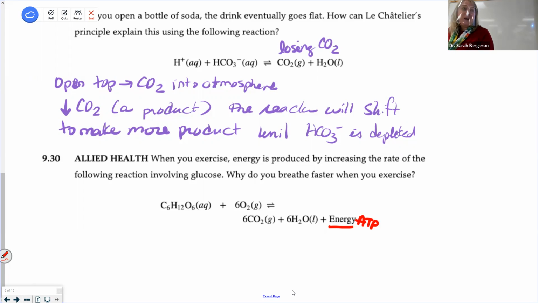But I have some waste products too, right? As waste products, I make CO2 and I make water. This is the equation for cellular respiration, right? It looks pretty familiar to you. So why do you breathe faster when you exercise? Like if I walked from here to the education building, my breathing rate isn't really going to change. But if you see me running to the education building, by the time I get there, I'm going to be breathing heavy, right? Why?